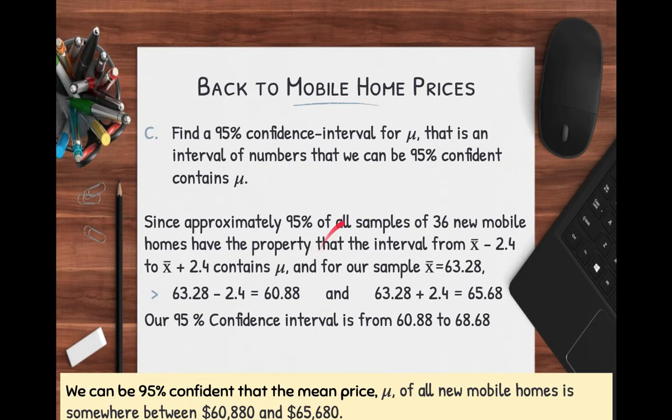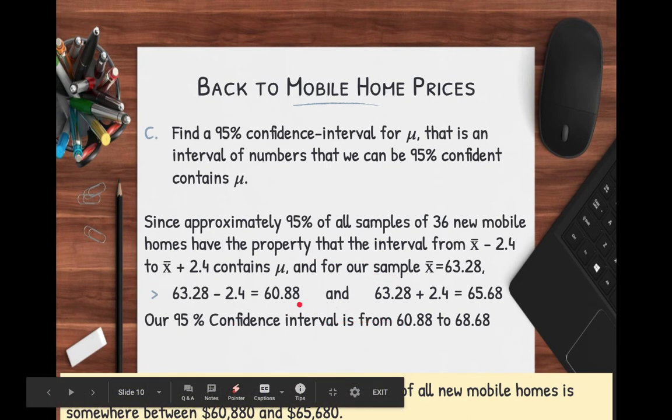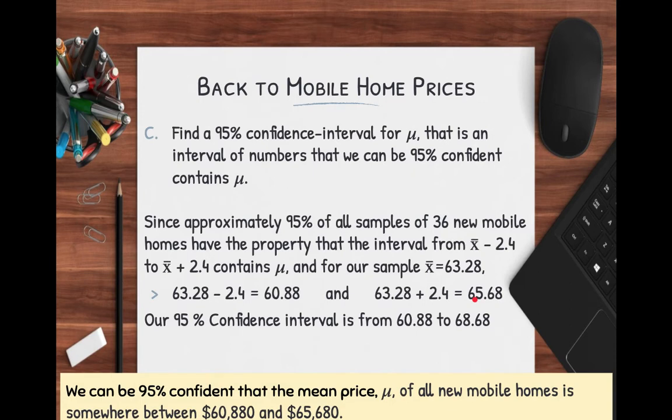So our confidence interval is we're just going to do that. We're going to take x bar plus 2.4, x bar minus 2.4. So we get 60.88 to 65.68. That says we can be 95% confident that the mean price of all new mobile homes is somewhere between $60,880 and $65,680.